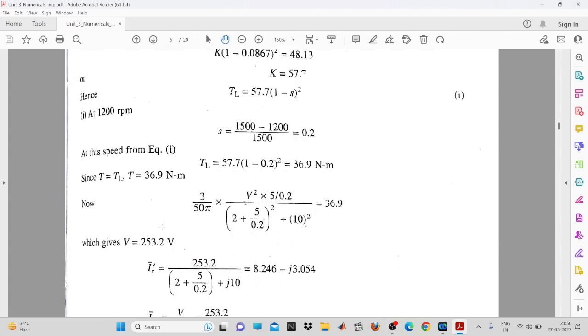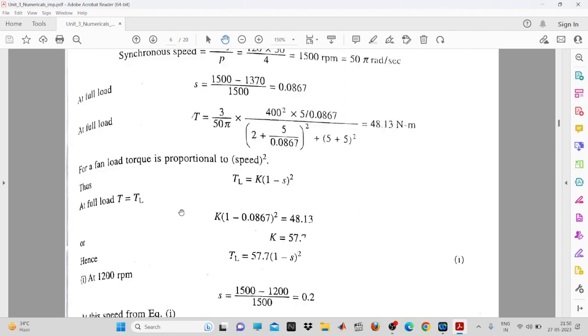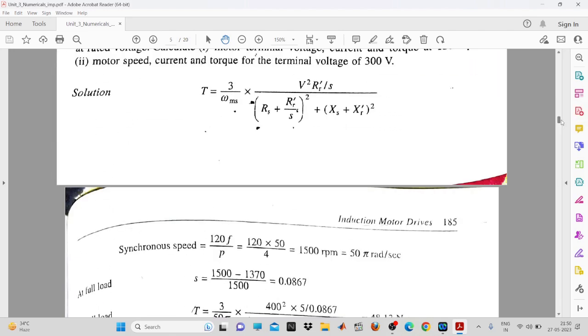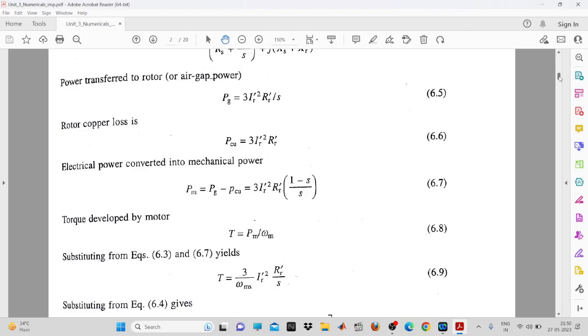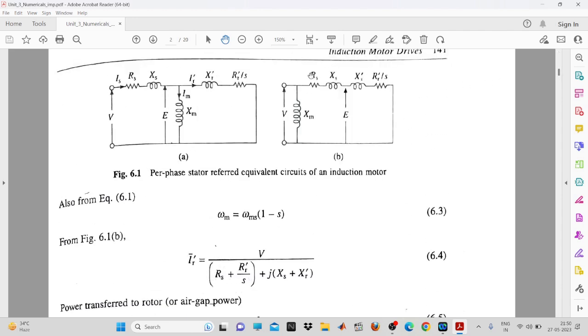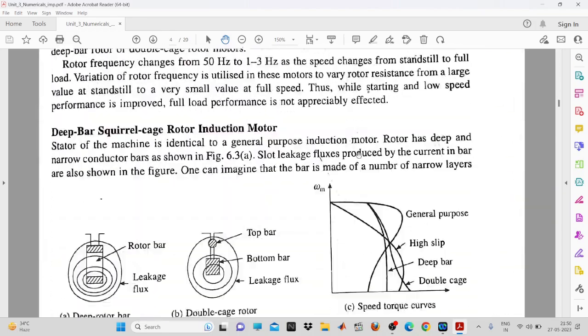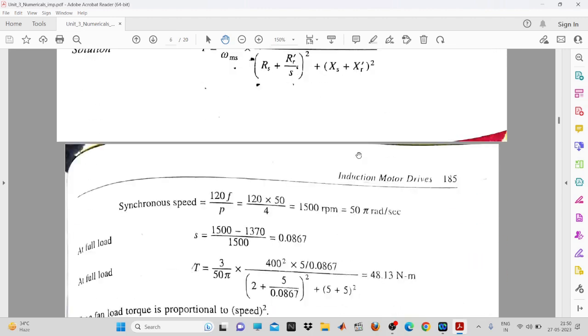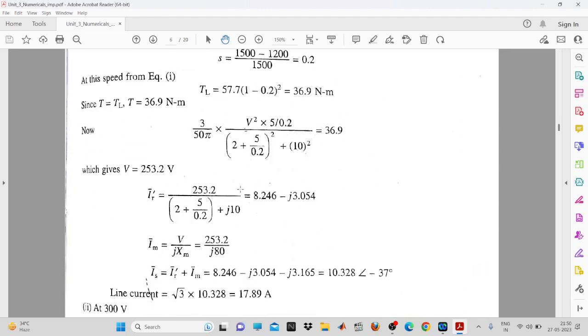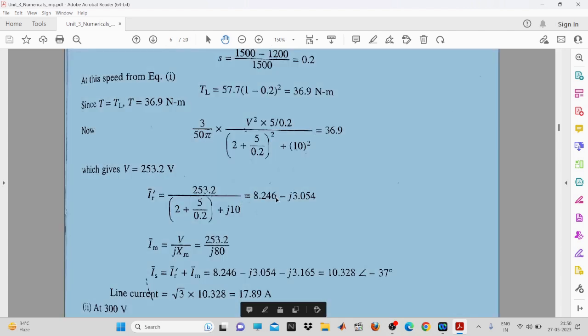Now, from where did you get this equation? I think I just told you about the IR dash, where it is from the equivalent circuit, the approximate equivalent circuit. Refer to this one only. I think you'll get the things. So IR dash will be equal to, a simple problem, you will get the real part and the imaginary part.